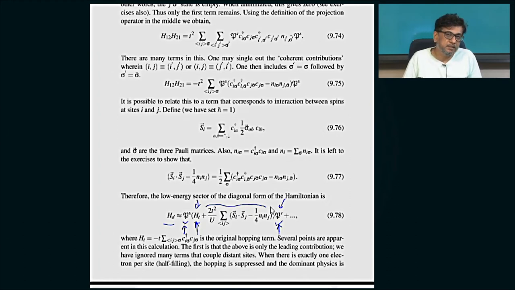It is nearest neighbor, because remember the hopping. So, this somehow indirectly comes from hopping. It comes by diagonalizing that unitary transformed matrix. Basically there is a spin-spin interaction that is induced by a kind of conspiracy between the fact that you have a single electron per site and a large repulsion.